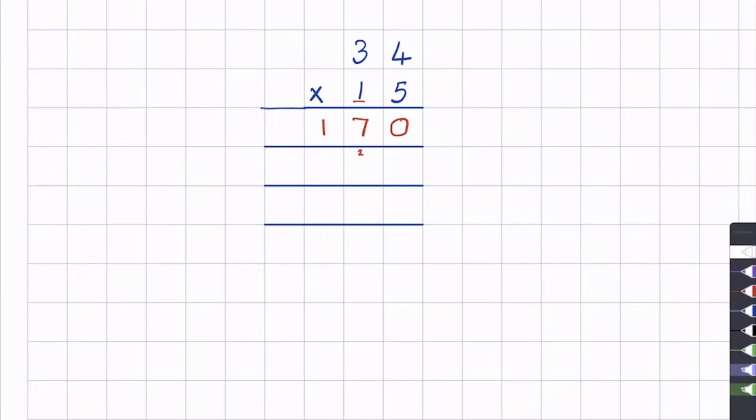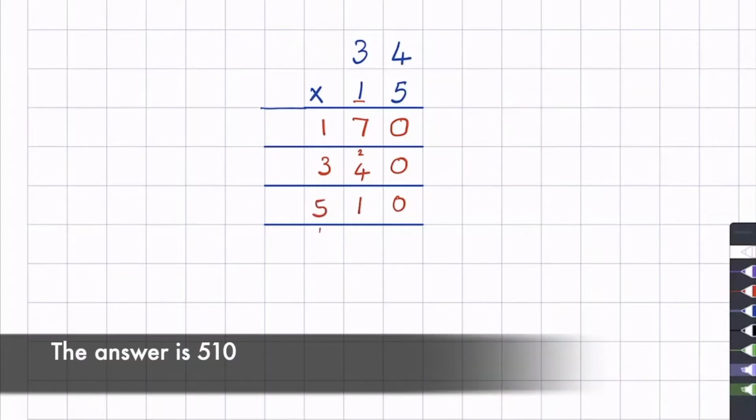Because we're moving to a new number, we have to start a new line. So you start with a 0, 1 times 4, and 1 times 3. And then you add, and we go 0, 11, carry the 1. And the next one is 5. So the answer is 310.